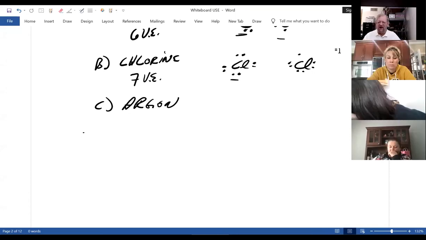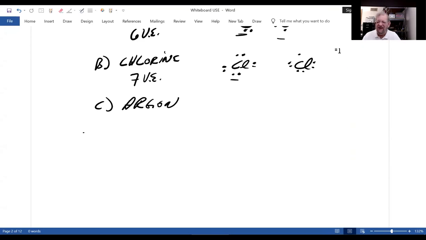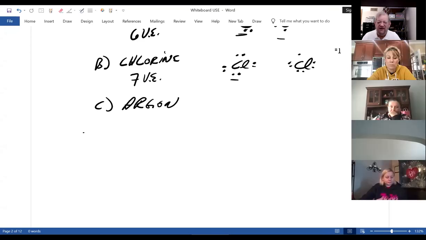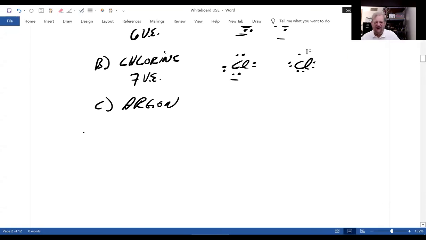All right, I think everybody's done. So let's do it. Or wait, I shouldn't rush. Anybody need more time? Nope, I was right, everybody's done. All right, draw the Lewis structure for argon. Here's the chemical symbol.